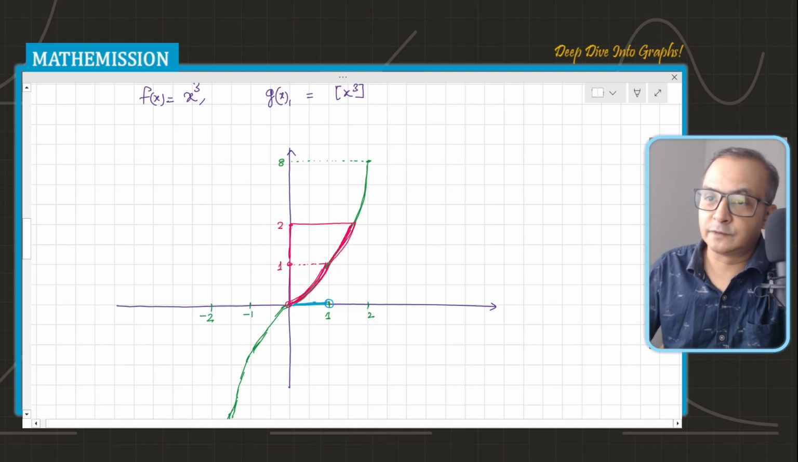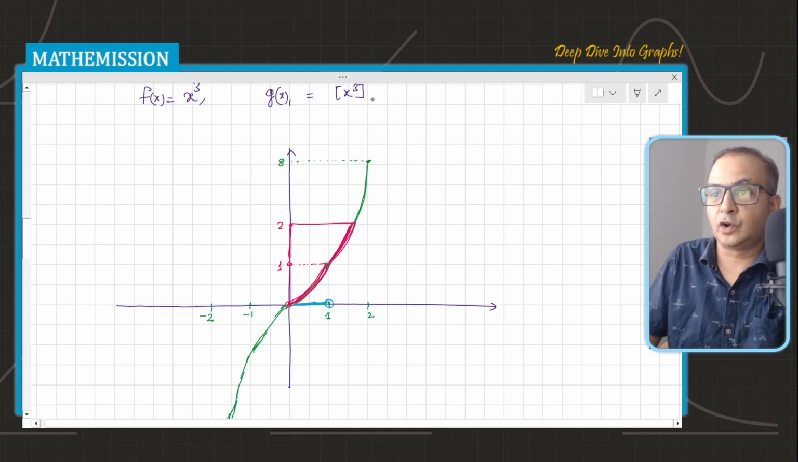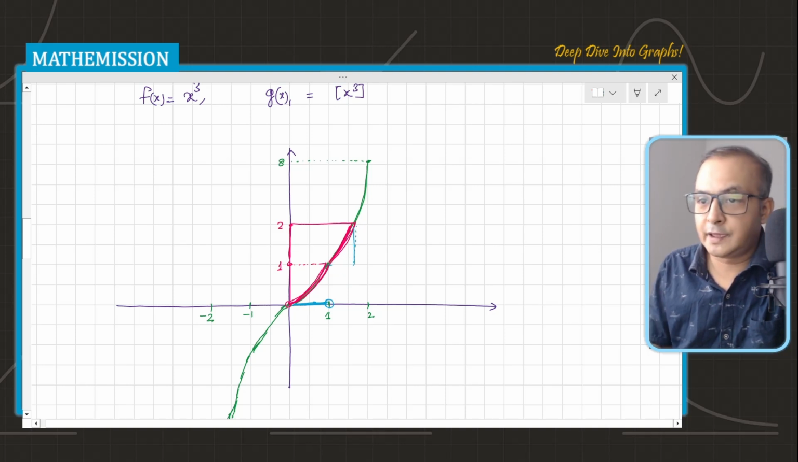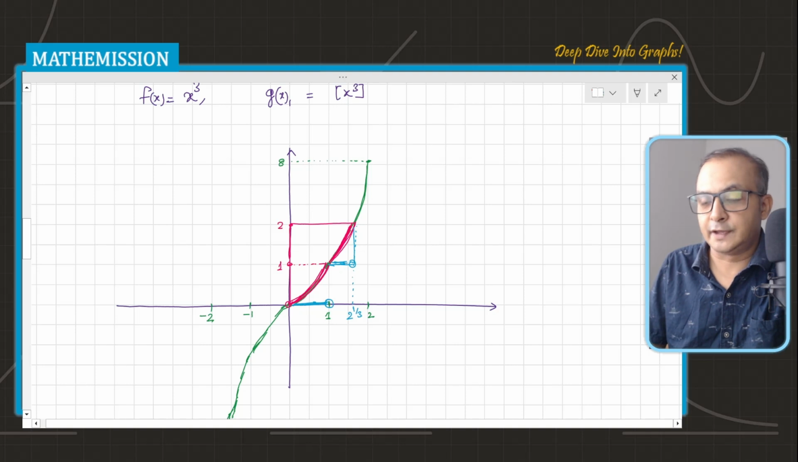For this portion, I have to take the projection on the nearest integer just below, and that integer is nothing but 1. So I have to take the value 1 from here to here only, and so on. I have to identify what that value is, and it is not difficult to identify because this value must be 2 to the power 1 by 3. Then only it will become 2 there, and of course this is the integer of that.